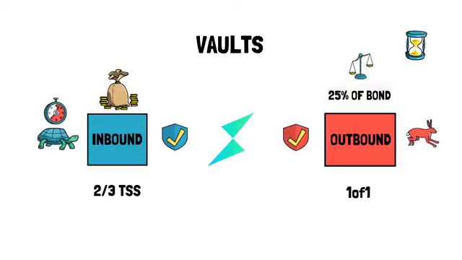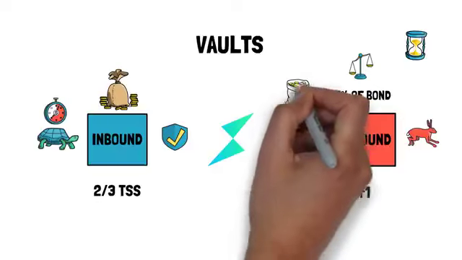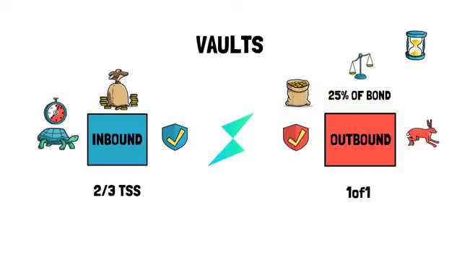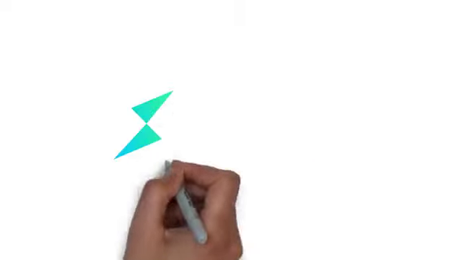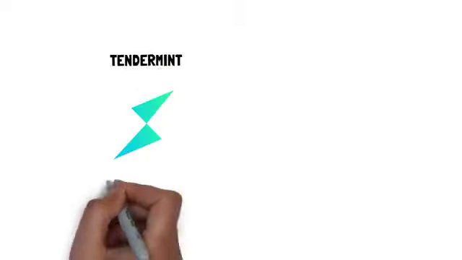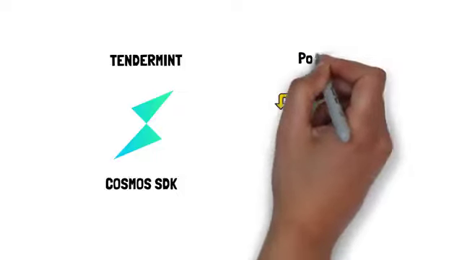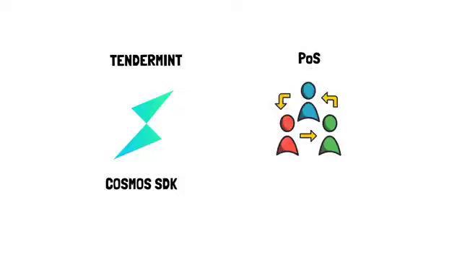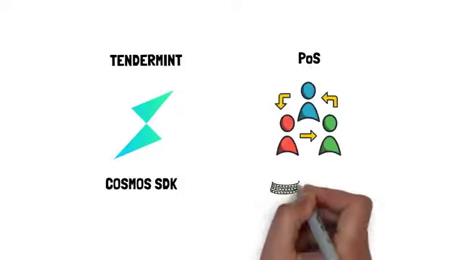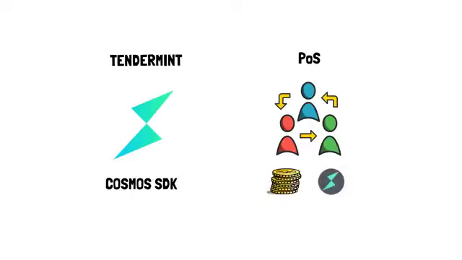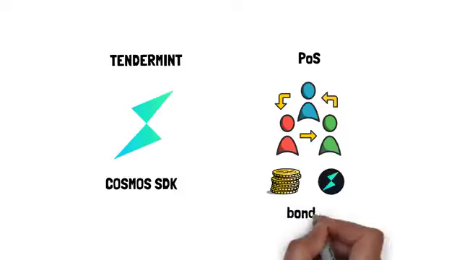These vaults are also being constantly topped up by the system as the funds are being used for the outbound transactions. As mentioned earlier, Thorchain uses Tendermint and Cosmos SDK. In this model, the Thorchain network operates as a proof-of-stake system, where the nodes that want to be able to sign and verify transactions have to stake a certain amount of the Rune tokens. In the Thorchain ecosystem, this process of staking Rune tokens is also called bonding.